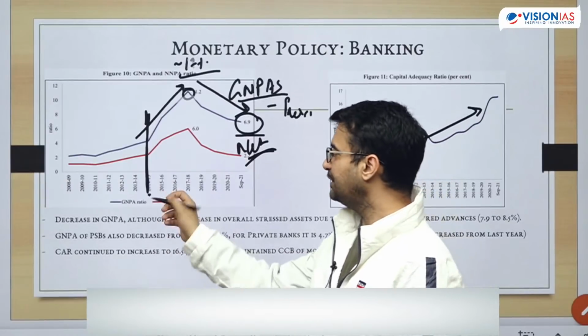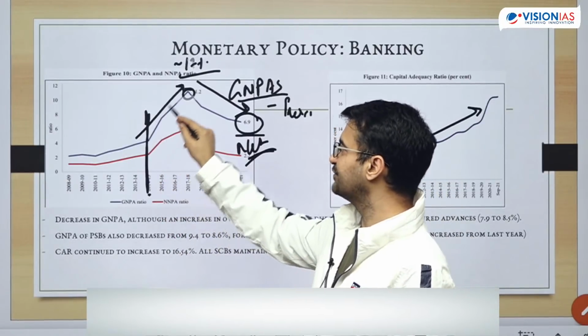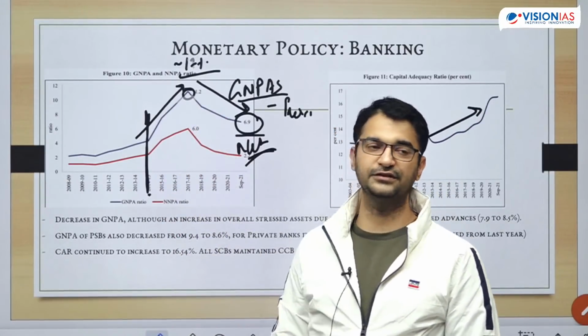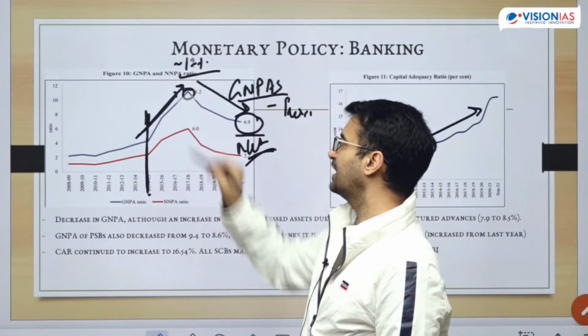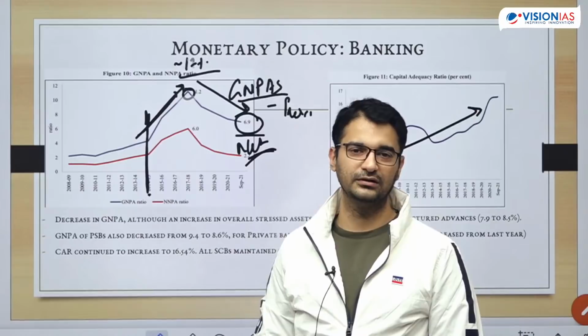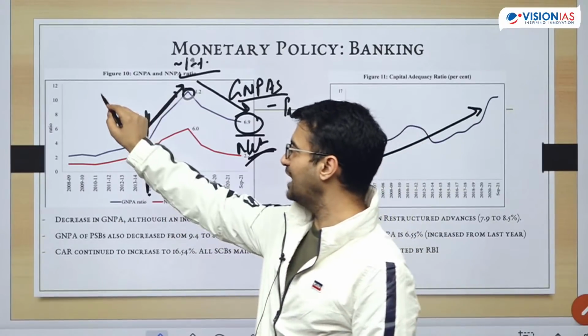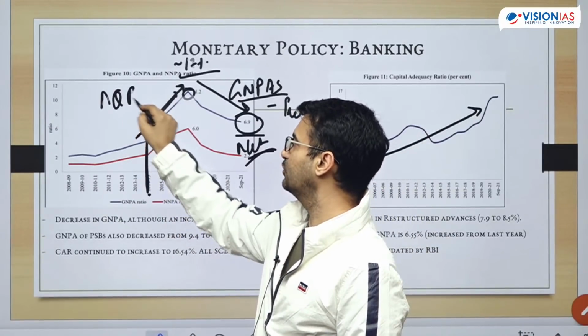What is it that happened in 2014 that NPAs rose in such a fast manner? एकदम peak आ गई NPAs की एकदम से. They picked up drastically after 2014. What is it that happened? What happened was what is called AQR.